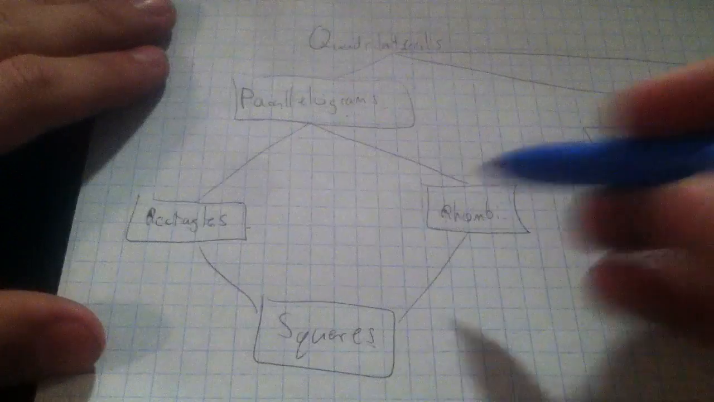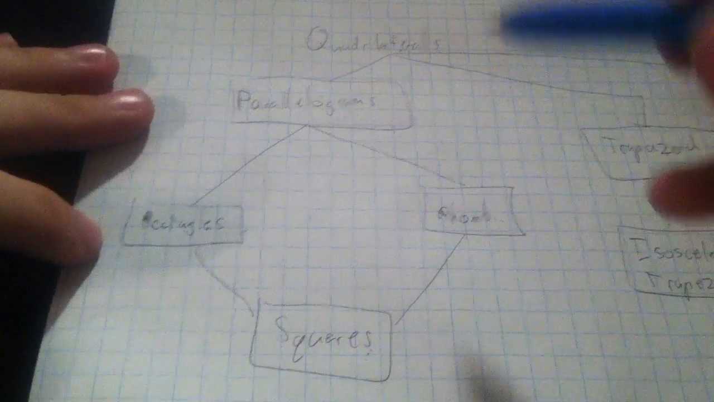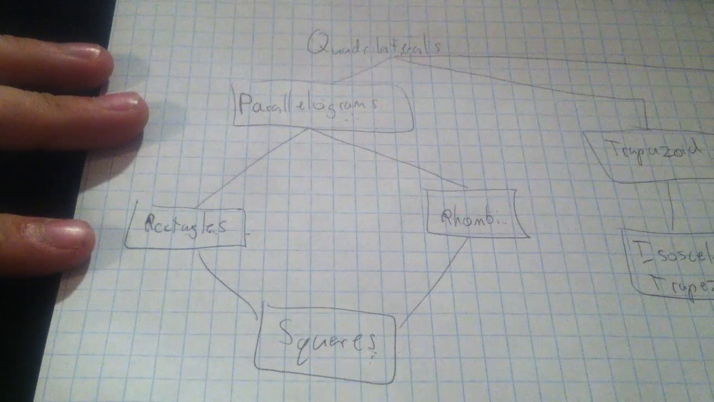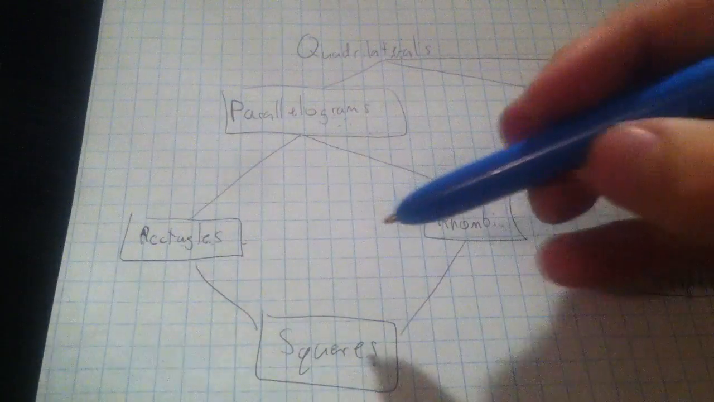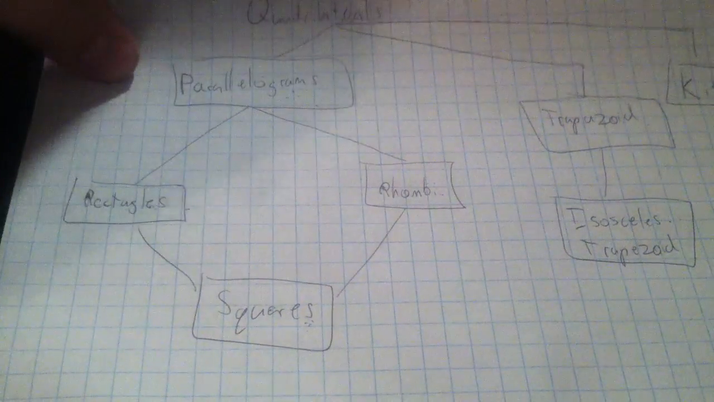Okay, and last, at the very bottom, we have squares, right here, which has the most properties because it has all the properties of quadrilaterals, parallelograms, rectangles, rhombi, all put together. Squares does not have any of its own special properties, sadly. It just combines all of these.